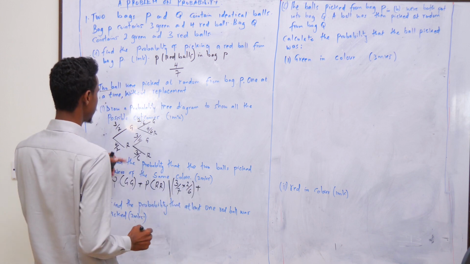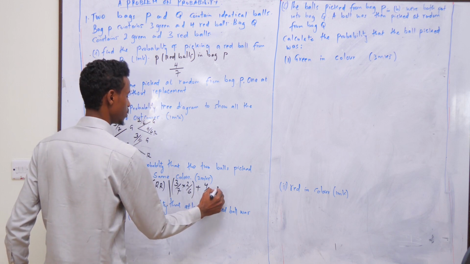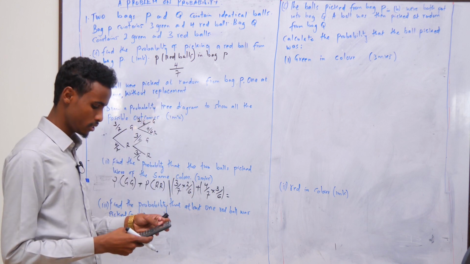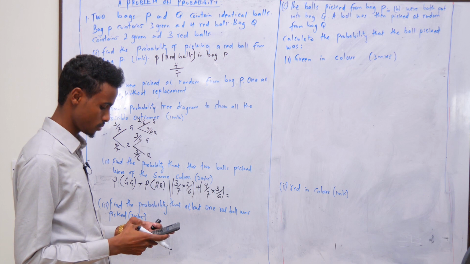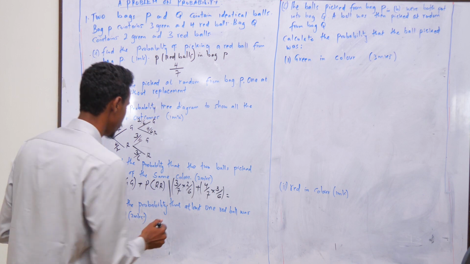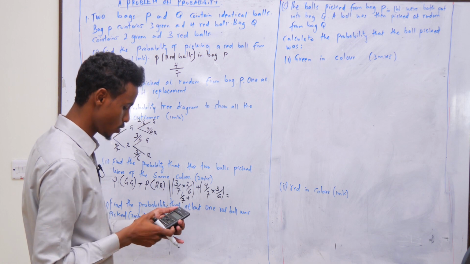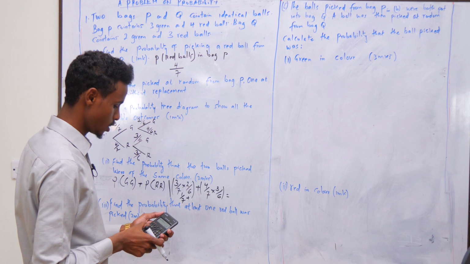Plus red 4/7 times 3/6. Very simple like that. Now it will be 3/7, 3 out of 7 multiplied by 2 out of 6. That is 1 out of 7. Is 1 out of 7 plus 4 out of 7 multiplied by 3 out of 6.